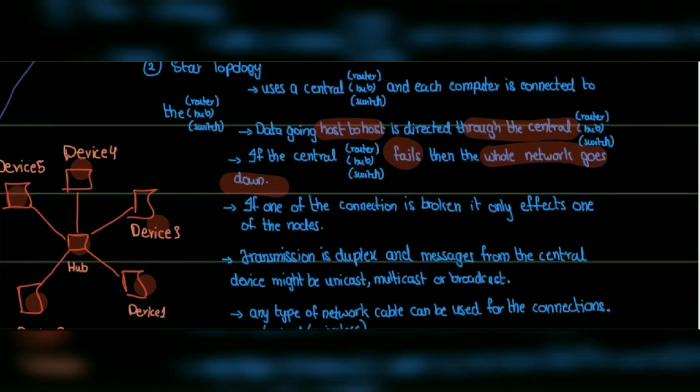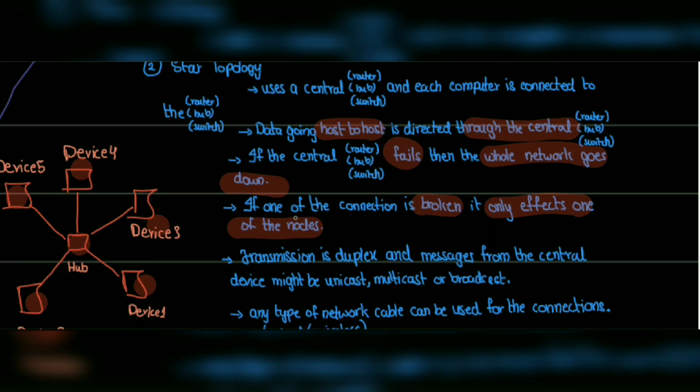So the hub is the heart, and these devices are more like the head, legs, and hands. The central node is the heart of this topology. It's the center, it's very important. If it goes down, the whole system goes down, it crashes. If one of the connections is broken, it only affects one of the nodes. Again, the devices are independent of one another. If one device fails, the others will continue to function.